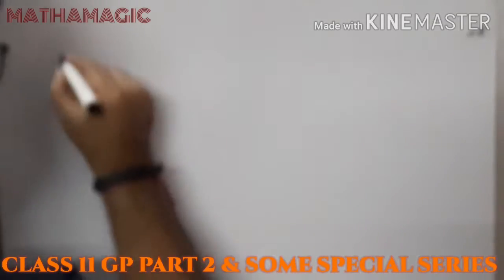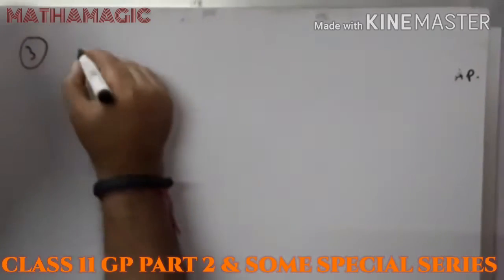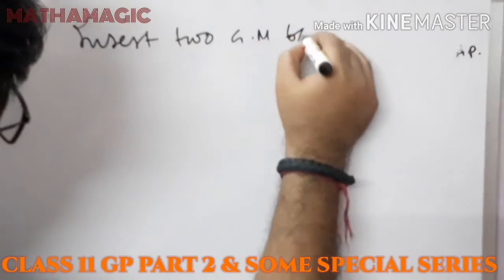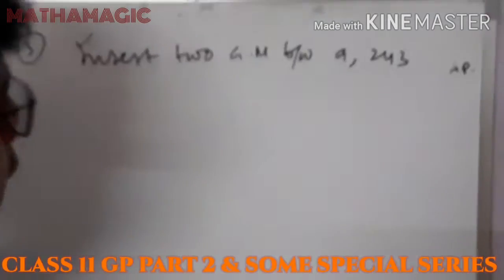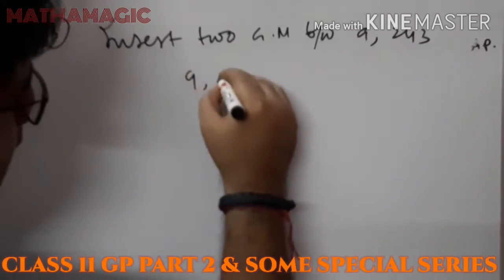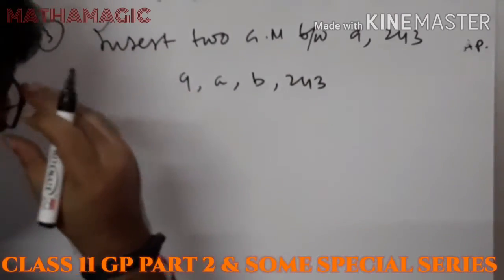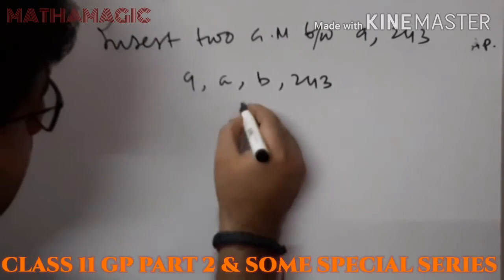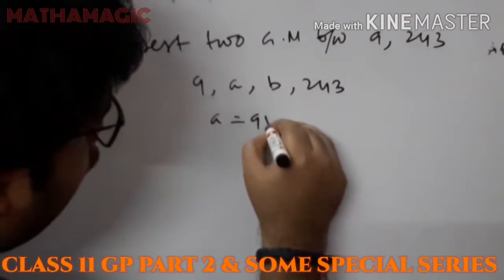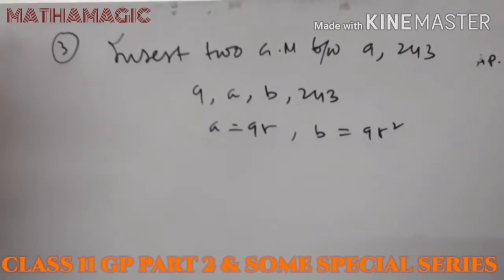So in the third problem, it states that insert 2 GM between 9 and 243. We need to insert 2 GM. GM means geometric mean. Now we will take the geometric means as 9, A, B and 243. Now we will just consider that A is equal to 9 into r and B is equal to 9 into r square. This is how it goes on.